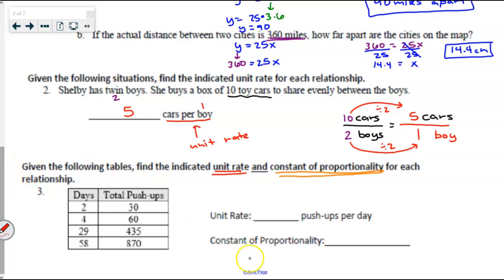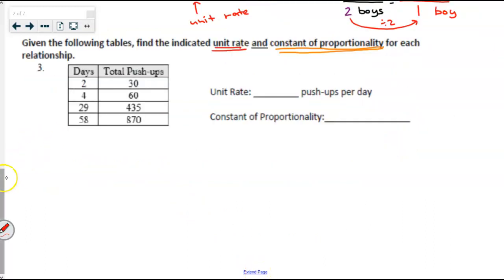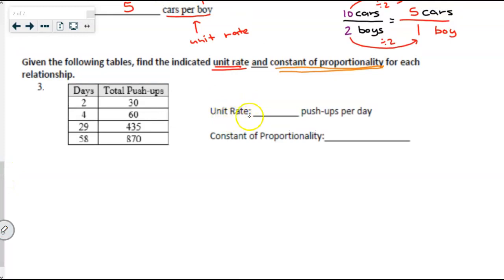With that in mind, that sets us up a little bit more for number 3, where I'm asking both what is the unit rate and what is that constant of proportionality. So the constant of proportionality is me saying, how am I going forward across this table with multiplication? How does a 4 change to a 60?